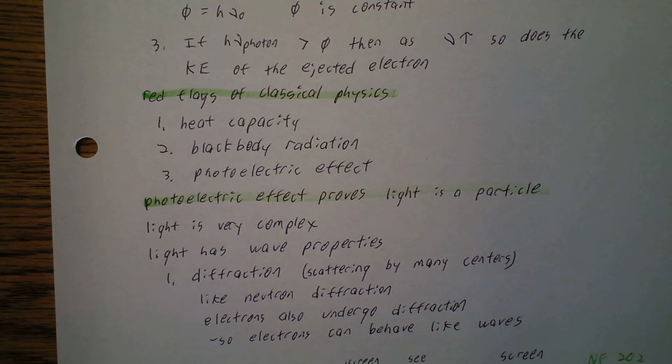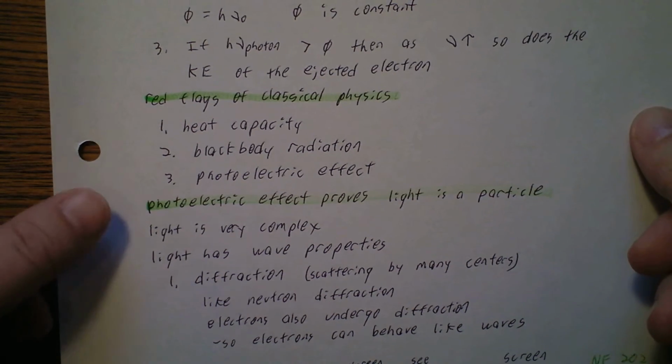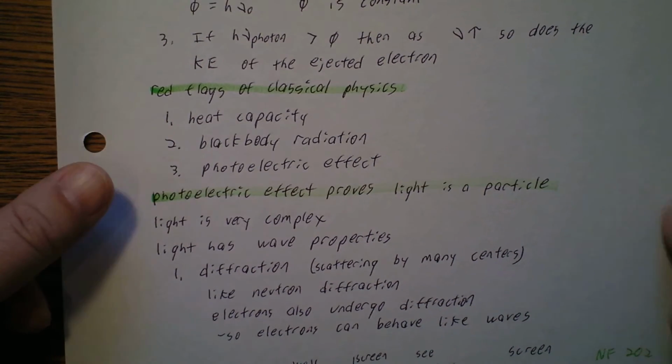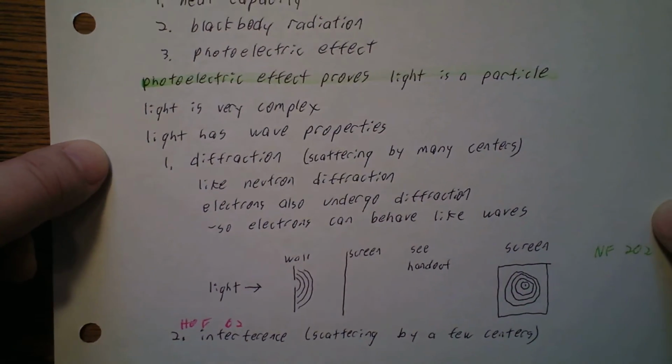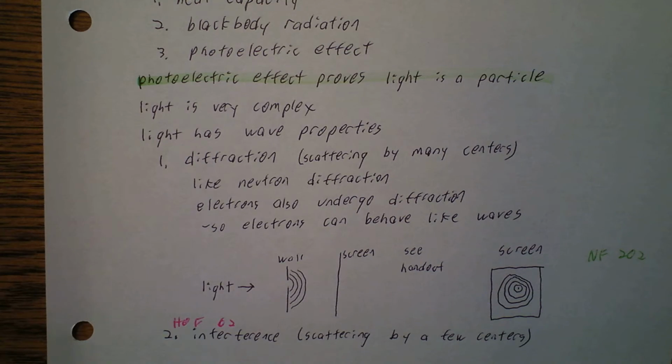Now let's talk about the red flags of classical physics. One was heat capacity. Two was blackbody radiation. And three was the photoelectric effect. The photoelectric effect proves that light is a particle.